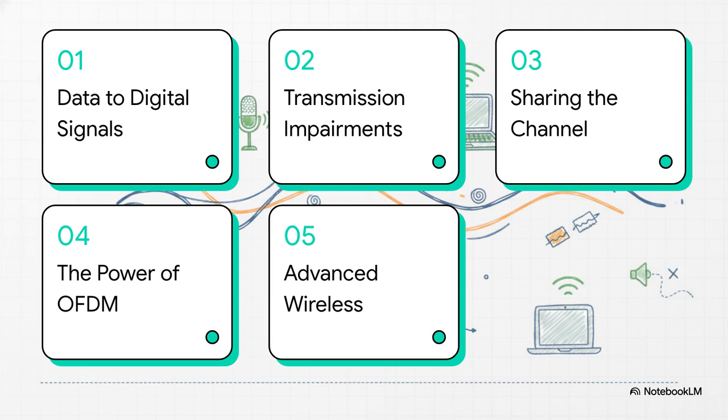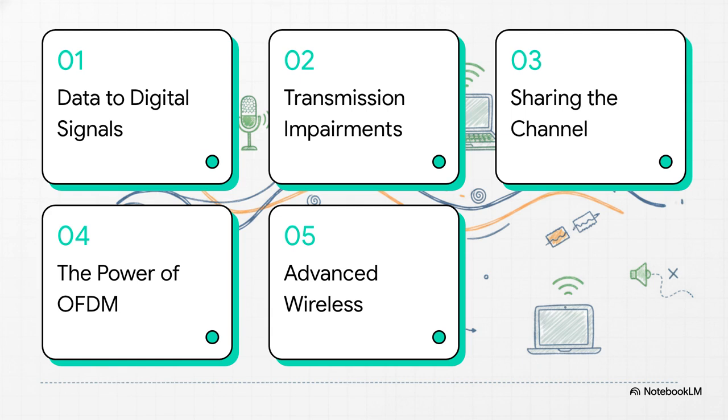Okay, let's look at our roadmap. We'll be covering 5 sections. First, data to digital signals. Second, obstacles, which are the transmission impairments. Third, sharing the channel through multiplexing. Fourth, the power of OFDM. And finally, advanced wireless techniques like CDMA and MIMO.